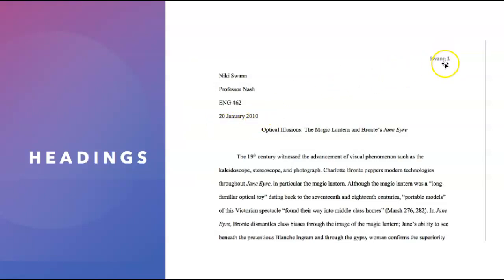In the upper right hand corner, in the headings, you want to put your last name and the page number. And then, of course, you have your title and the rest of your paper. Please don't ignore putting your last name and the page number in the upper right hand corner.